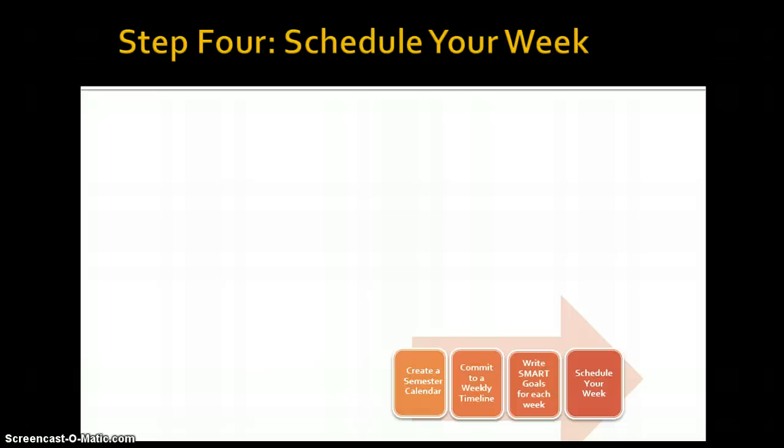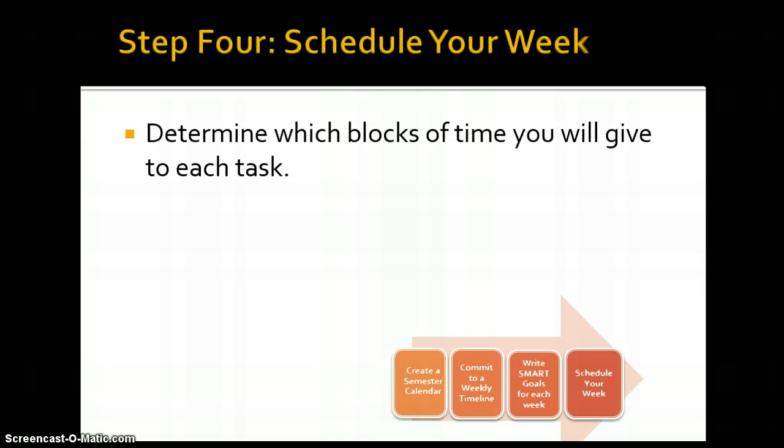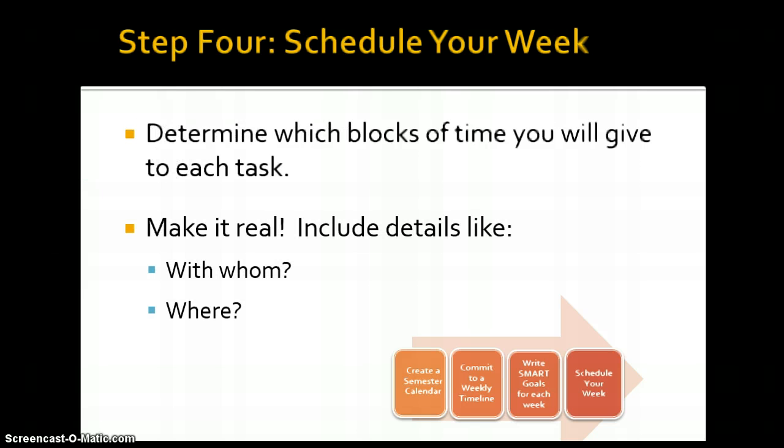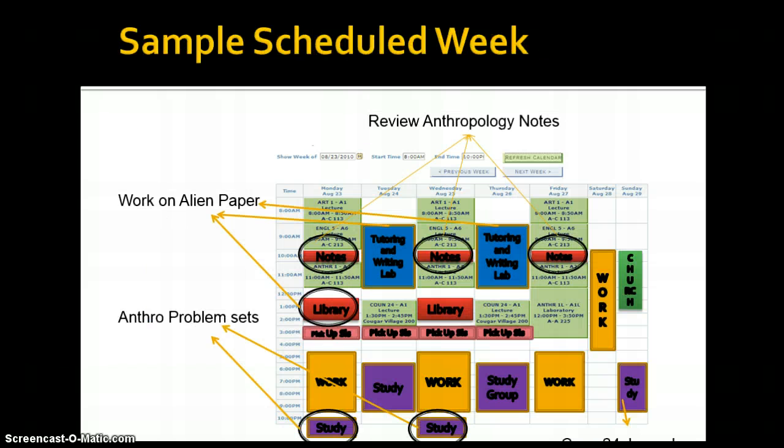Step 4, schedule your week. Determine which blocks of time you'll give to each task. Make it real. Include things like with whom and where. So for example, this person has the alien paper due. They're going to work on it when they go to the library and when they go to the tutoring lab. So they know exactly on Monday when they're going to the library what they'll be working on. They've decided that these afternoon times are when they're going to work on their anthro problems. This is when they're going to review their anthropology notes. They know exactly what they'll be doing when because they've set goals and they're fitting their goals into their weekly timetable.